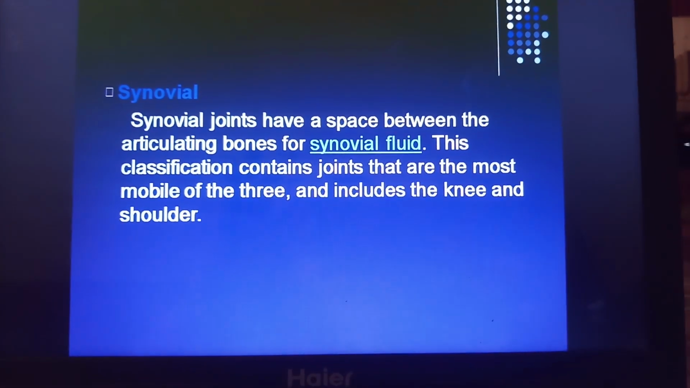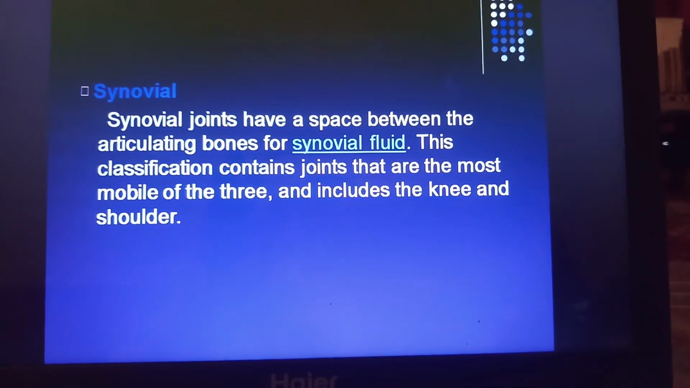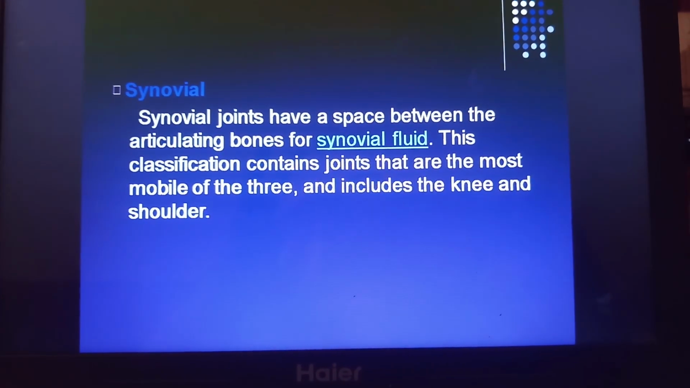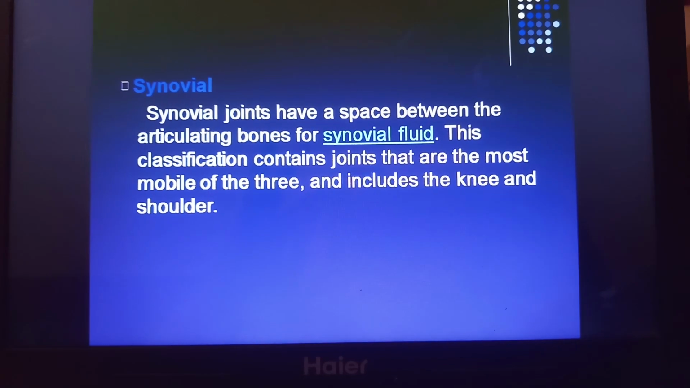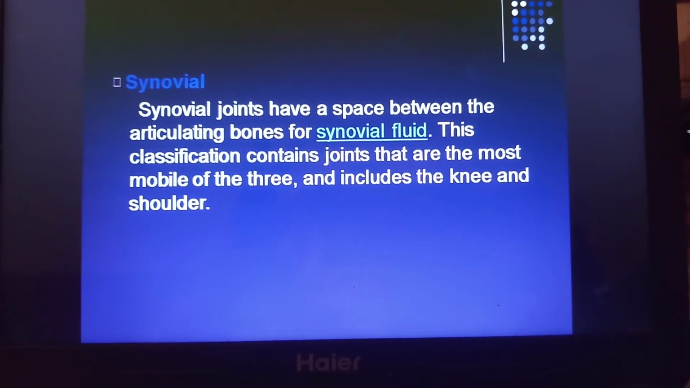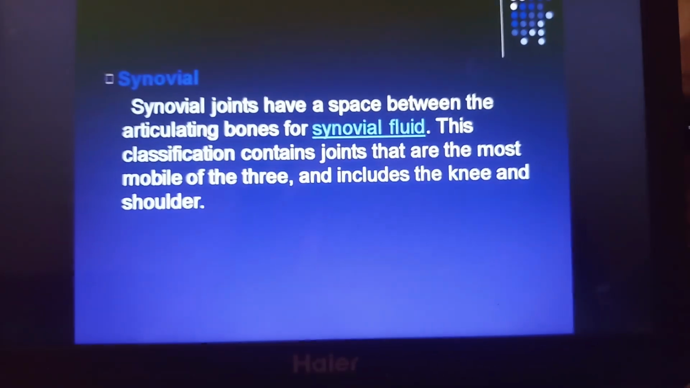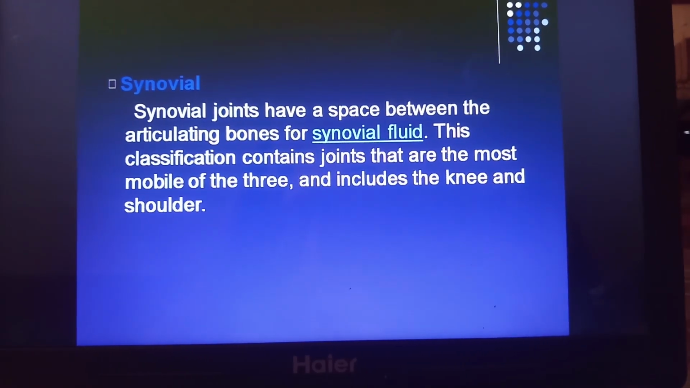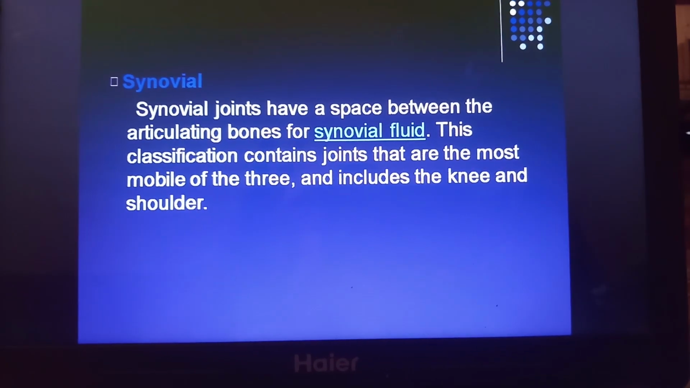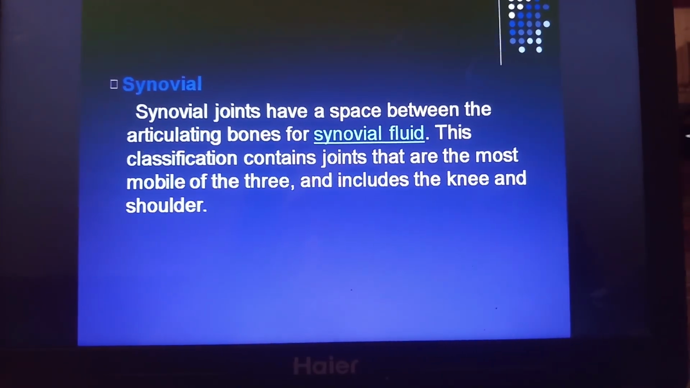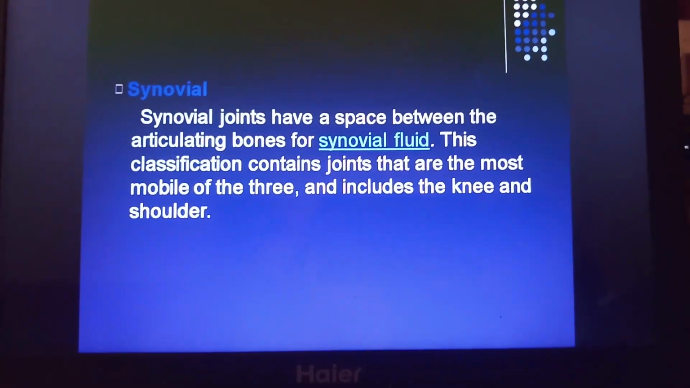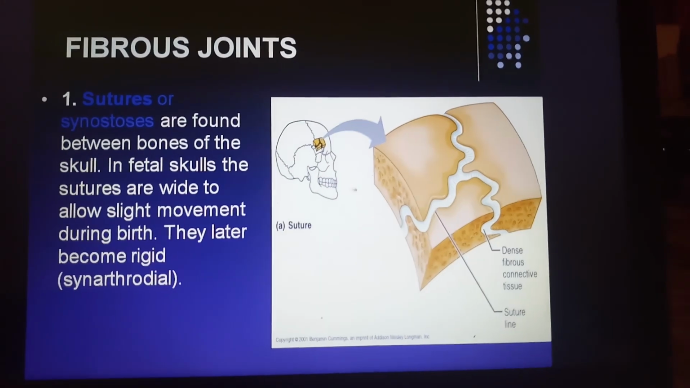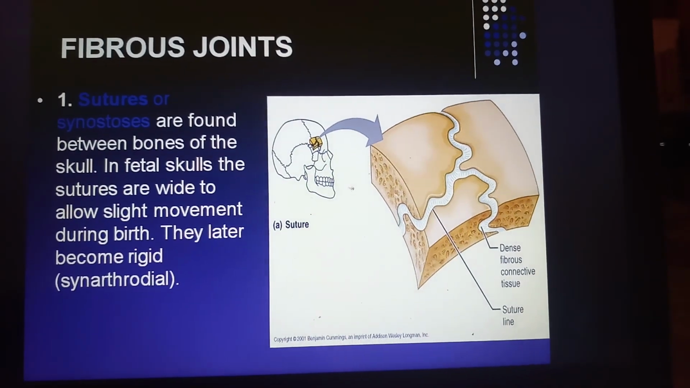Number three in the structural classification is the synovial joints, which have a space between the articulating bones for the synovial fluid. This classification contains the joints that are the most mobile of the three and includes the knee and the shoulder joint. So, if we talk about the mobility of these joints, the fibrous joints were the fixed or immovable joints, cartilaginous joints have mobility in between the synovial and the fibrous joints, and synovial joints are the freely movable joints.